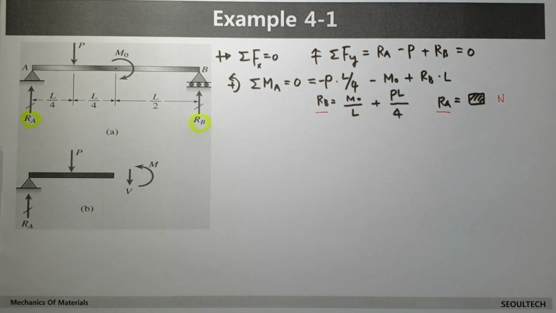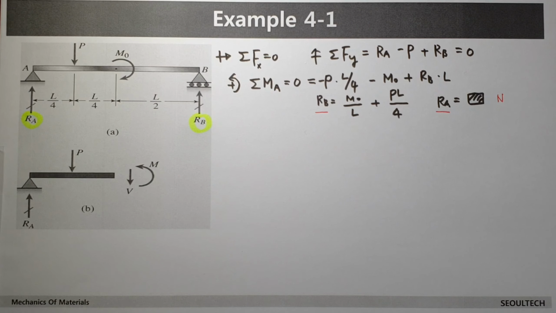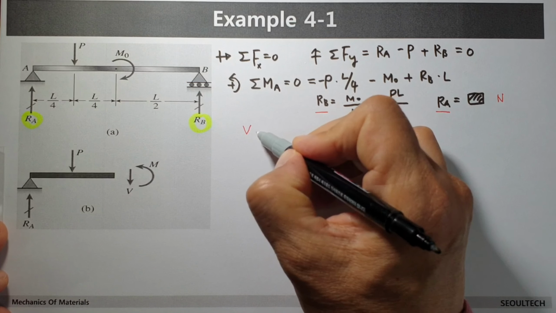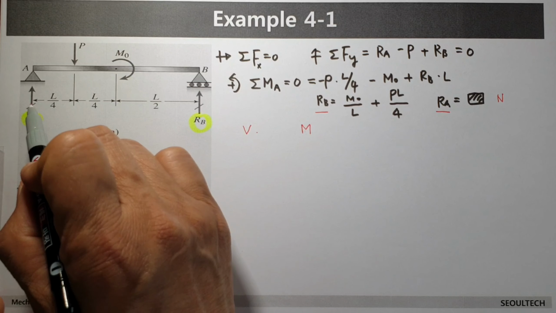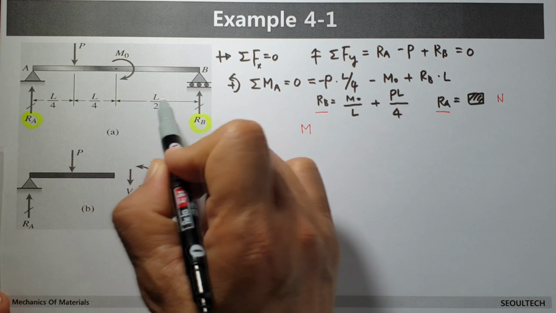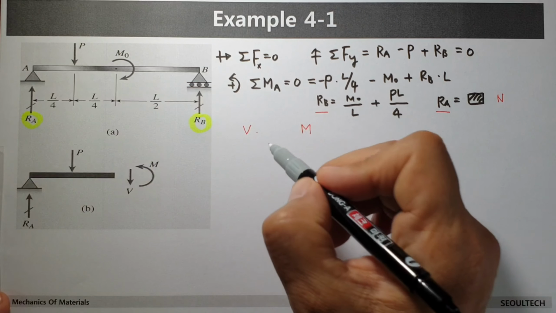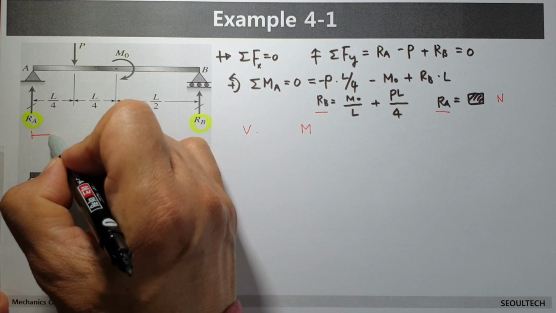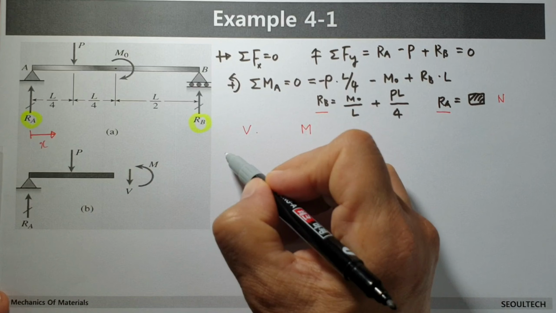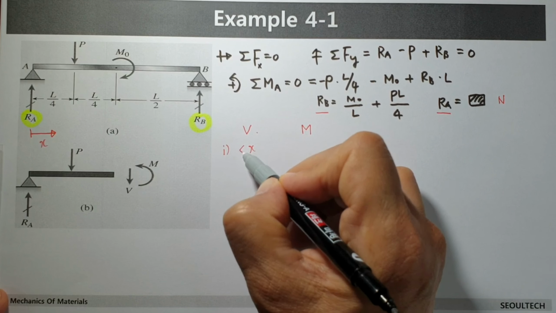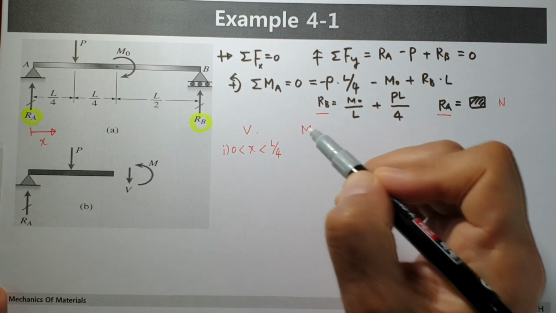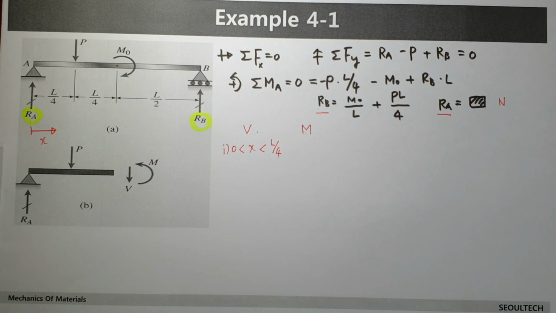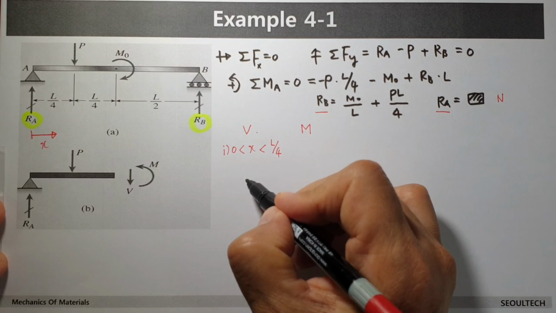Next, we would like to calculate the shear force V and bending moment M. In order to find that, actually we can divide the beam into three parts. This part and this part and this part. Okay, we introduce this distance as x. Firstly, when x is in this range, 0 to L over 4, then we can draw a free body diagram like this.